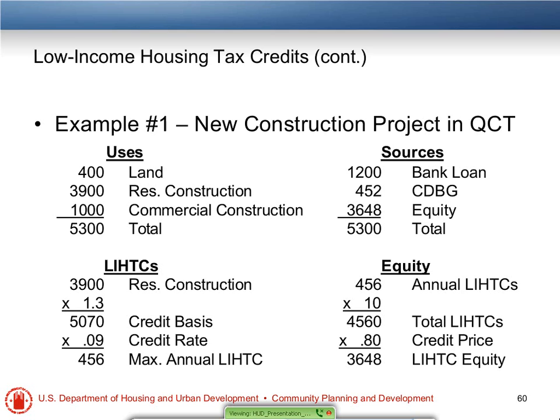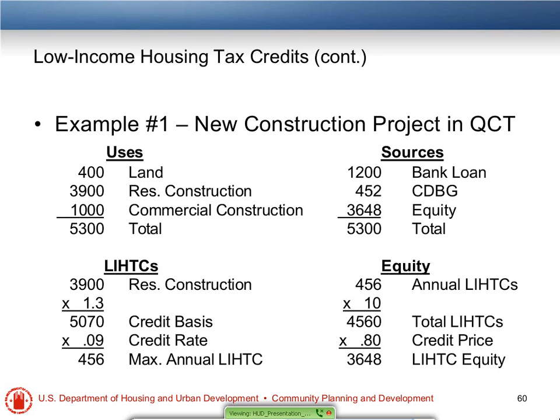Here's an example of a new construction project in a qualified census tract. And we've got land, $400,000. We've got our construction cost, $3,900,000, and $1 million for a commercial. It's got a commercial component, a mixed-use project, for a total development cost of $5,300,000.